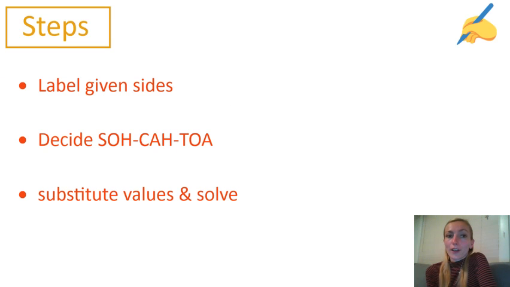These are the steps to follow. You label the given sides, so they're the ones which have letters or numbers on them. Then you decide if you're going to use SOH, CAH, or TOA, so sine, cos, or tan. Then you substitute in the values and solve, just like we did with that previous equation.